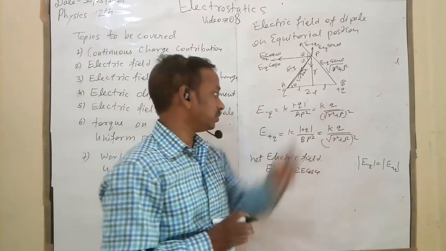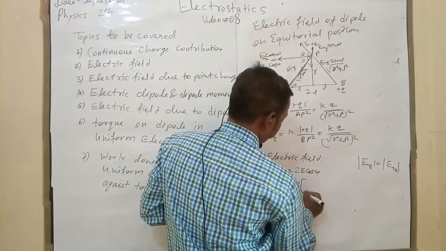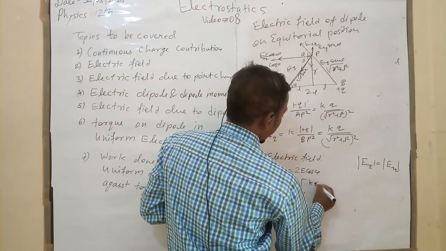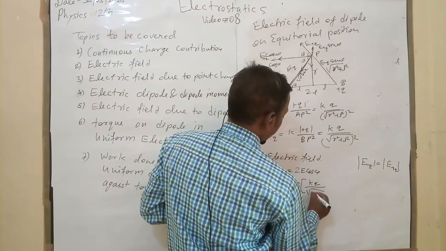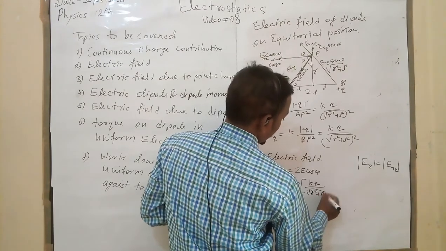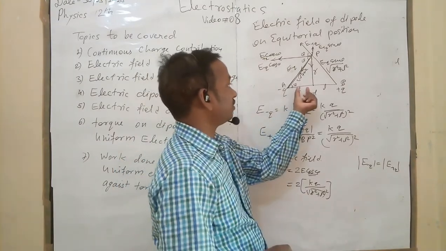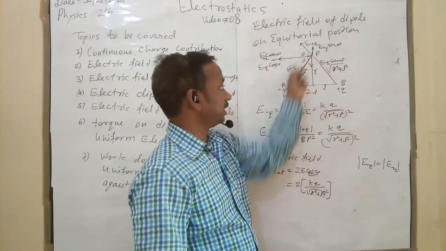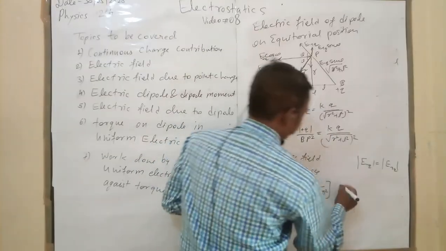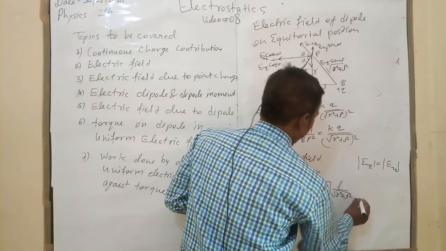You can see these values are equal. So put in the value of here 2. What is the value of E? That is k times q upon (root of r square plus l square) whole square. And what is the value of cos theta? You can find out the value of cos theta from this triangle, that is l upon under root r square plus l square.